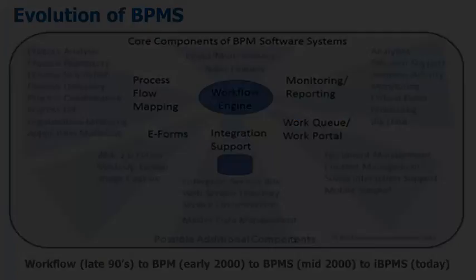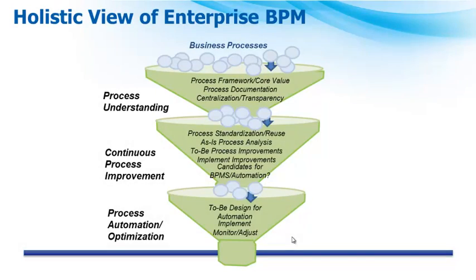In summary, what I really want to do here is summarize a holistic view of enterprise business process management. When a company is going to embark on a holistic strategy, the first step in that strategy is really process understanding. So establishing or aligning business processes to a framework, ensuring that everyone in the organization understands what those processes are, that processes are documented and well understood, and that there's some centralization and transparency into processes.